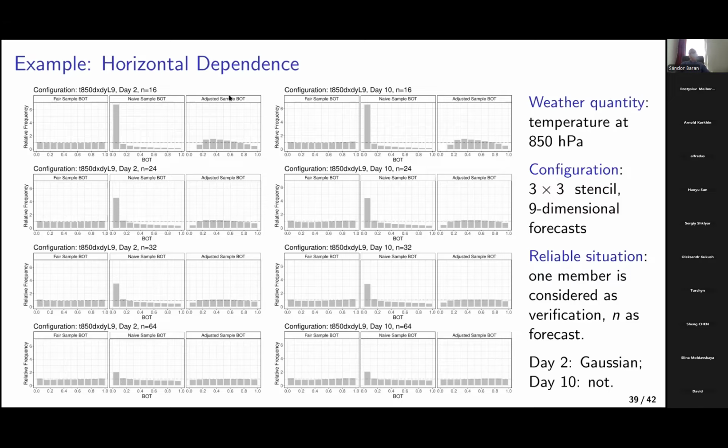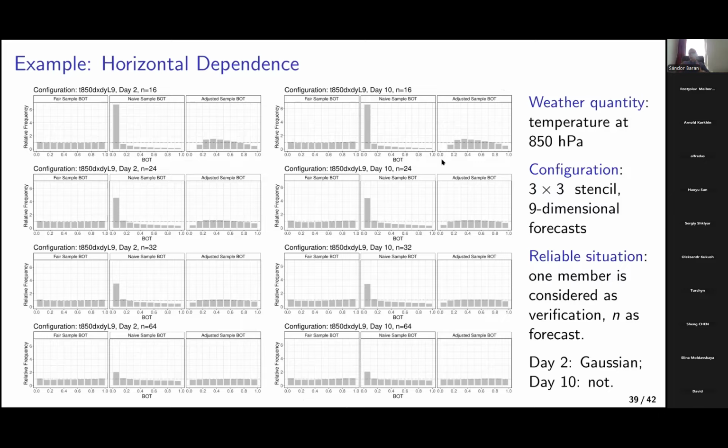Adjusted, for a small sample size, is hump shape. And of course, if we increase the sample size, it gets closer and closer to the uniform distribution. Whereas the naive is still getting better and better, but still biased. At day 10, which is not Gaussian, even the fair is close to the uniform, but it shows some U-shape, some deviations.